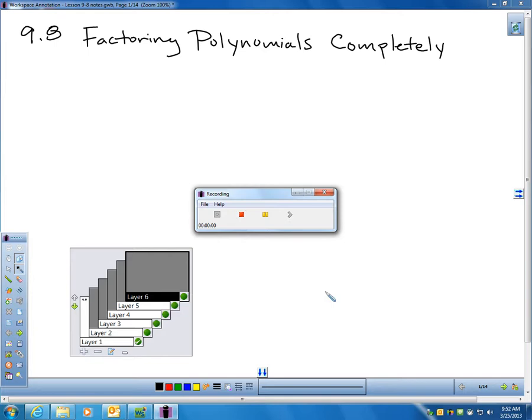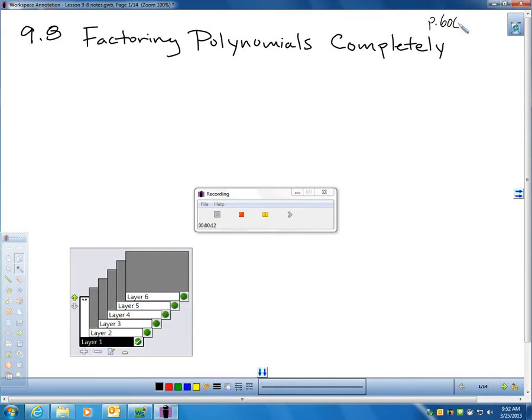Hi, this is section 9.8, page 606. We're finishing the last section of chapter 9 today. This is called Factoring Polynomials Completely. I'm going to write page 606 here.